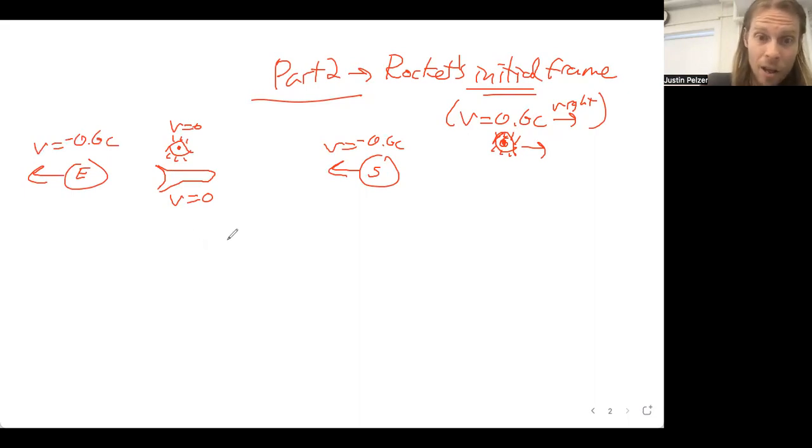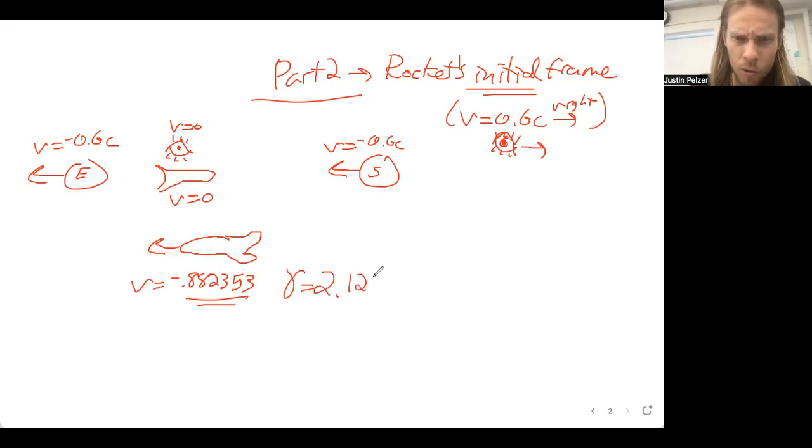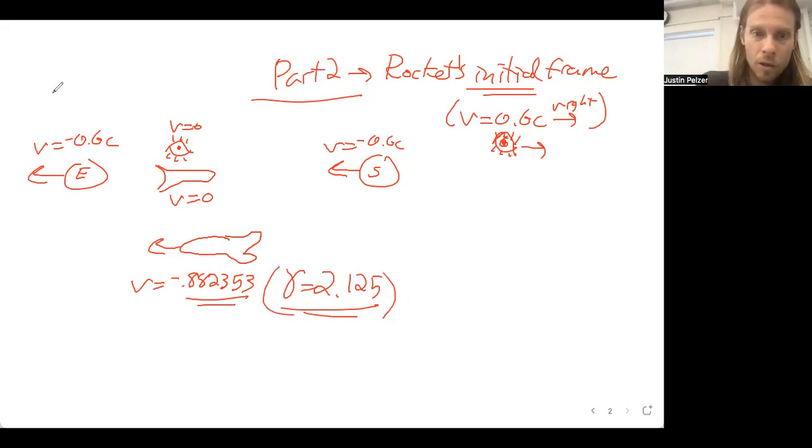On the way back, the rocket turns around, and goes at v equals negative 0.88235, I think it was. You want all those decimals. I know on the red sheet I wrote 0.882. But if we have all those decimals, it works out nicely. That is a gamma of 2.125, I think. So you want that to be accurate as well. So that means the Earth has a gamma of 1.25, and so does the star. But the rocket is just a gamma of 1.